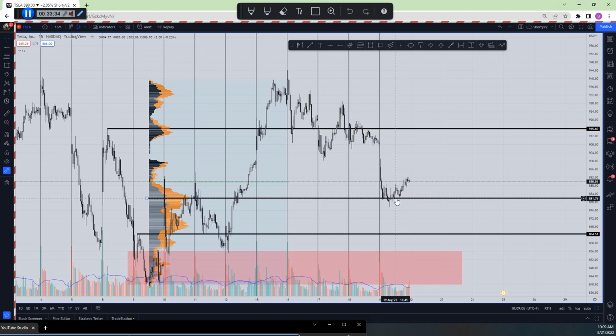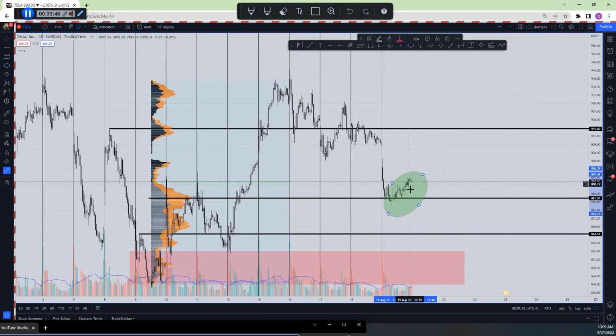If you don't think you can make a day's worth of money from 881 to 890 on Tesla, then your trading mindset is wrong. This is what you're living for and trading for. This right here, this bounce, you're anticipating this bounce here.